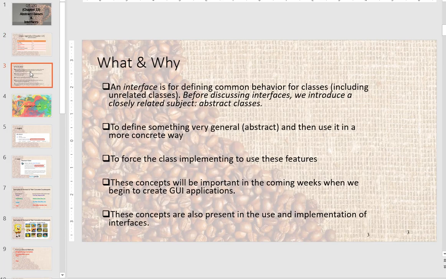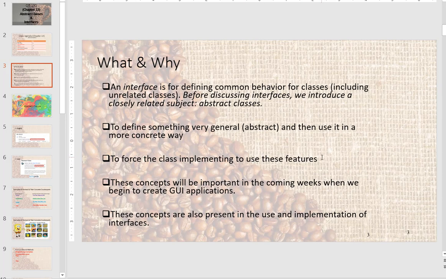So what and why? An interface is for defining common behavior for classes, including unrelated classes. Before discussing interfaces, we introduce a closely related subject, abstract classes. So the main topic of Chapter 13 will be interfaces, but before we understand that, we have to cover the subject of abstract classes. To define something very general or abstract, and then use it in a more concrete way. So you have abstraction, and then you have concrete. To force the class implementing to use these features.